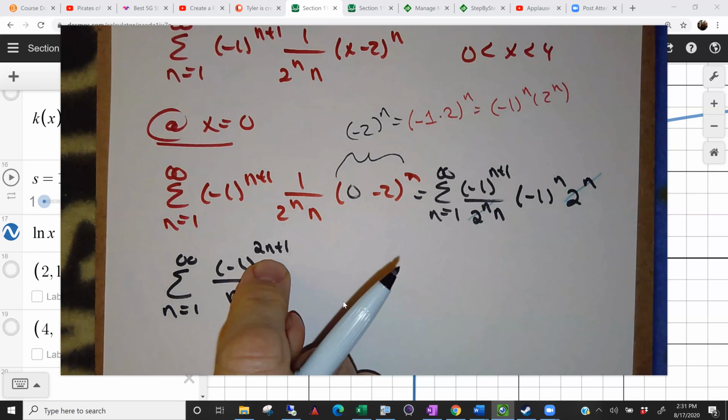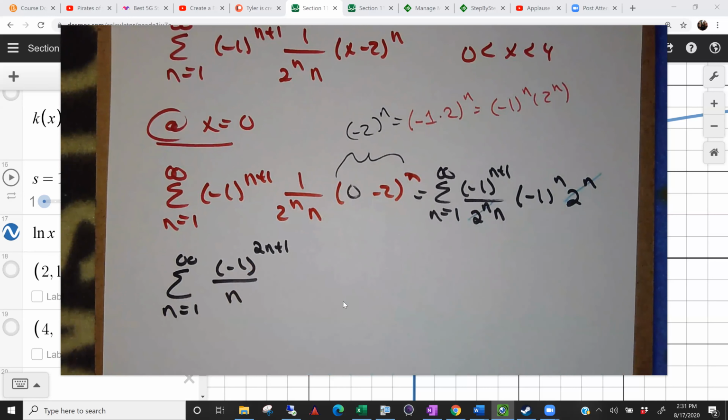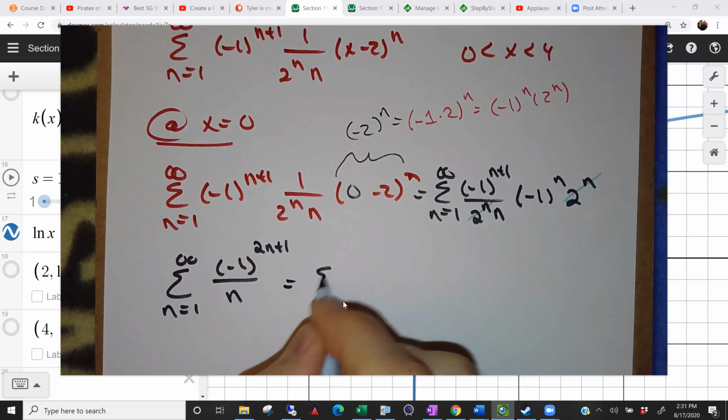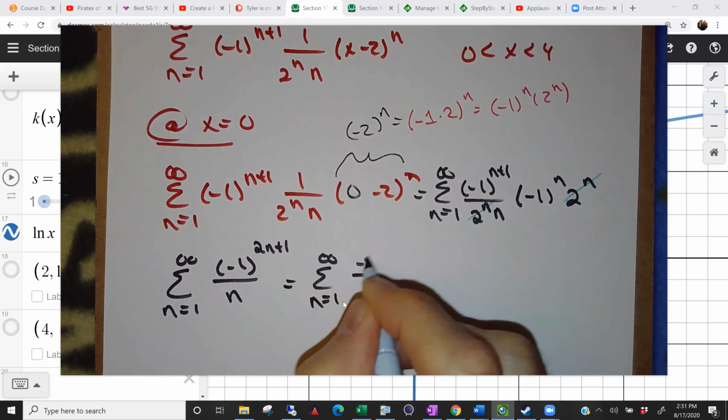What did I tell you about a term like 2n plus 1? It's an odd number. It's always an odd number. Perfect. That's exactly what I wanted. And this is always an odd number. Then you know what? These signs aren't going to alternate. This is just going to be the sum from n equals 1 to infinity of -1.